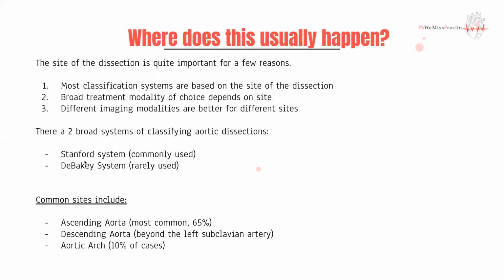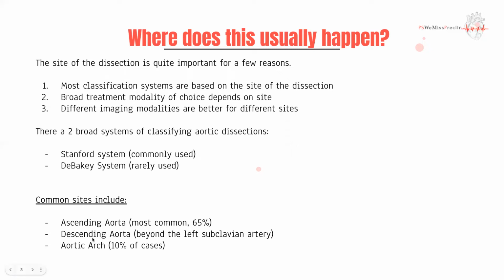And I'll go through why the Stanford system is more pragmatic in a way. So where does this actually happen? Answering our question, well, most aortic dissections tend to happen in the ascending aorta, and those would be referred to as a Stanford type A dissection, affecting 65% of all dissections.